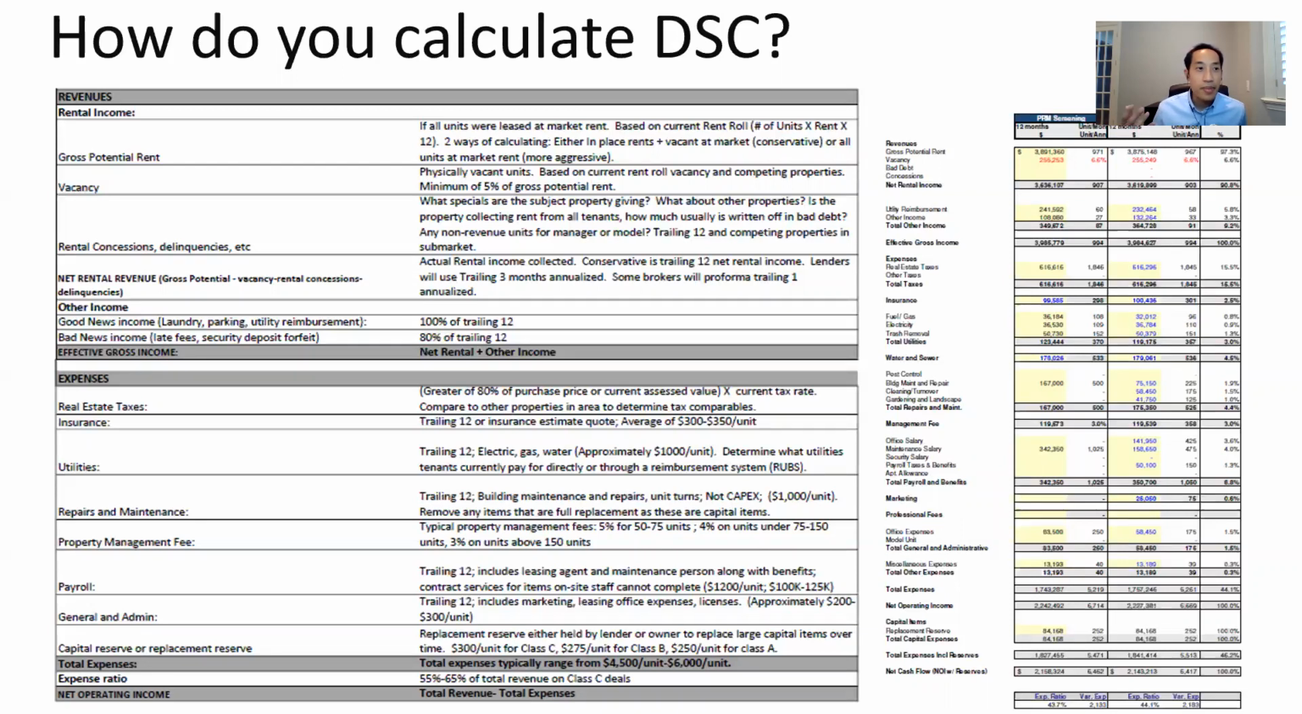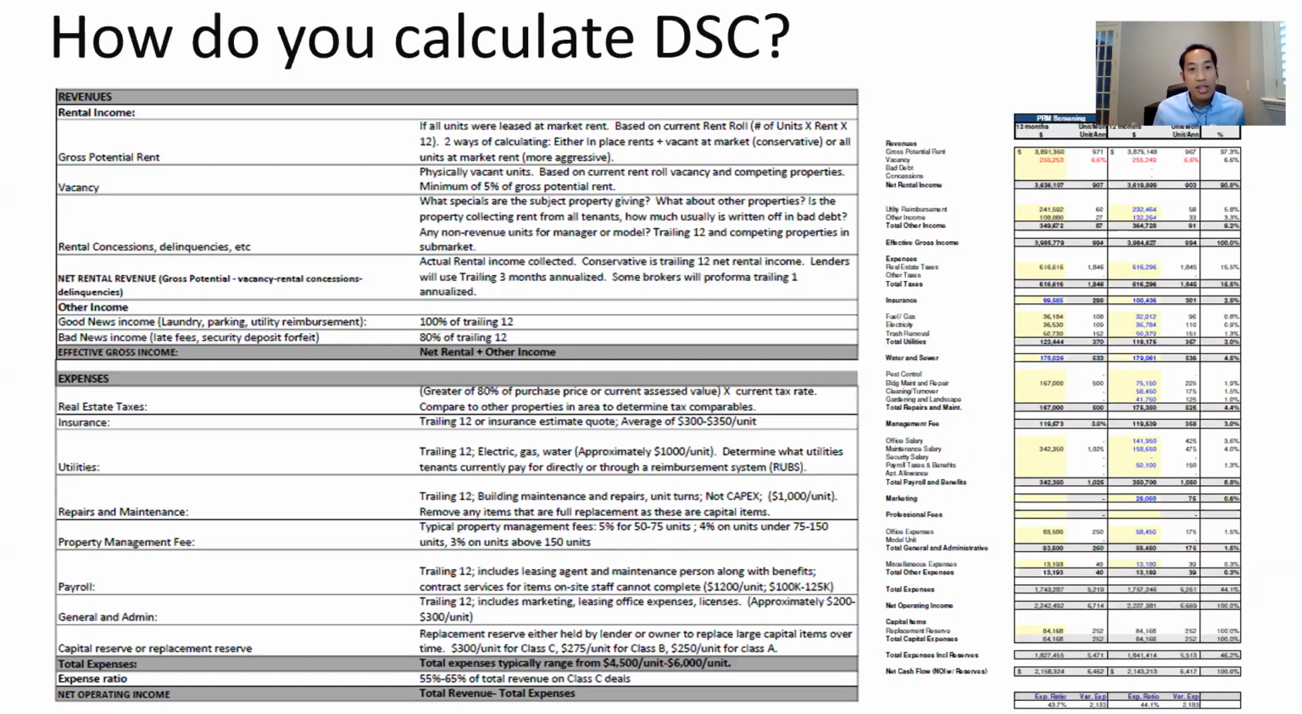Starting with net rental, they're going to look at typically the T3 if your net rental is going in an upward direction. If it's going down, maybe because of coronavirus or any of these other items that we're going through right now, they might look at a T6 or T12. They're going to add the other income, so that's your total income.